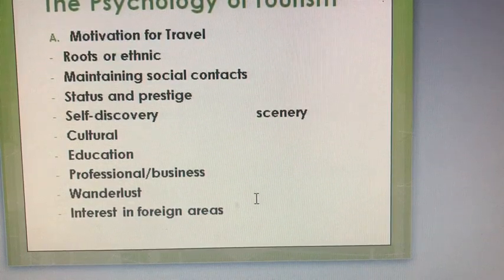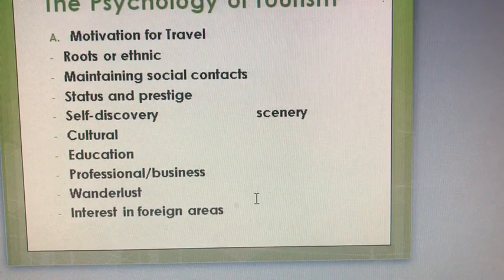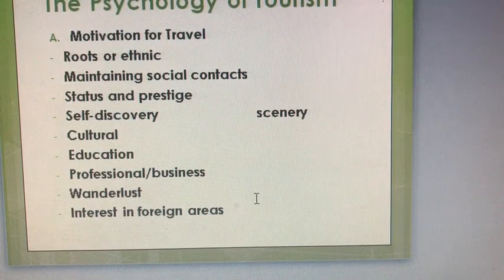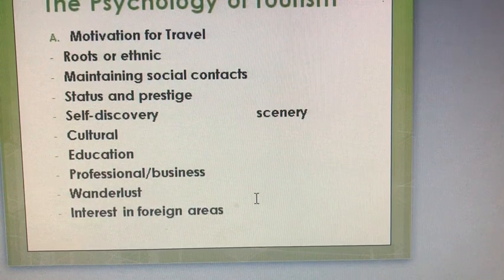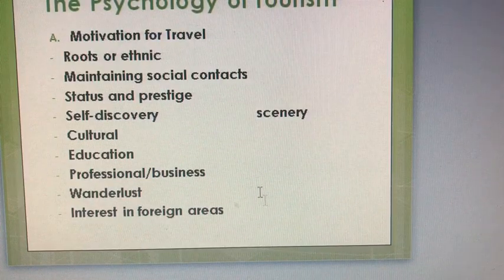Number one, we have roots or ethnic. How does roots or ethnic become a motivation for travel? When we say roots or ethnic, this means that we have this desire to revisit our homeland or our previous residence of oneself or one's ancestors. If you have this desire to reconnect with your roots, of course you need to travel to that destination.